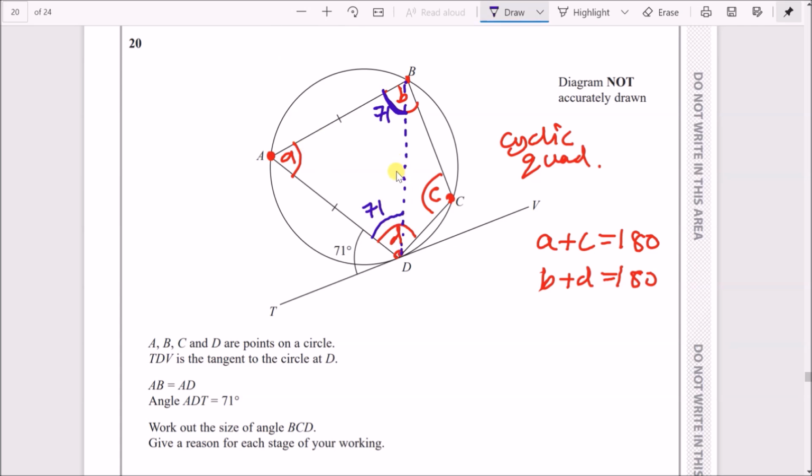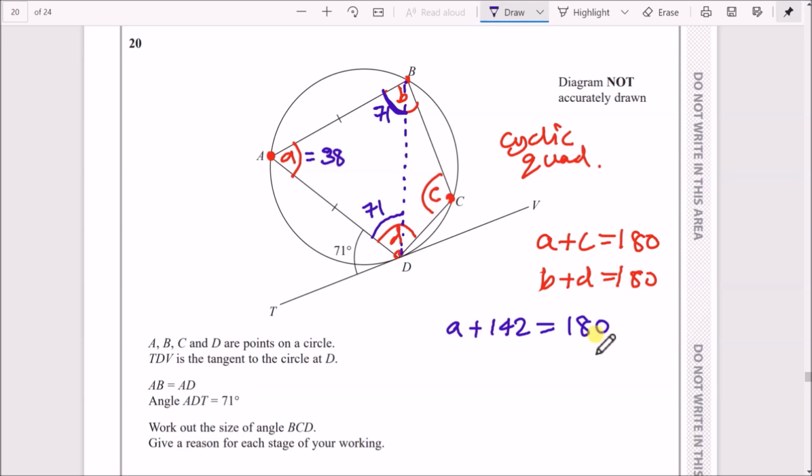And because you've got that information, you can now work out what A is. We know that all angles in a triangle always add up to 180. So we basically have A plus 71 plus 71, which gives us 142, and it's supposed to equal 180. This means if you minus 142 across, this angle A is going to equal 38 degrees.